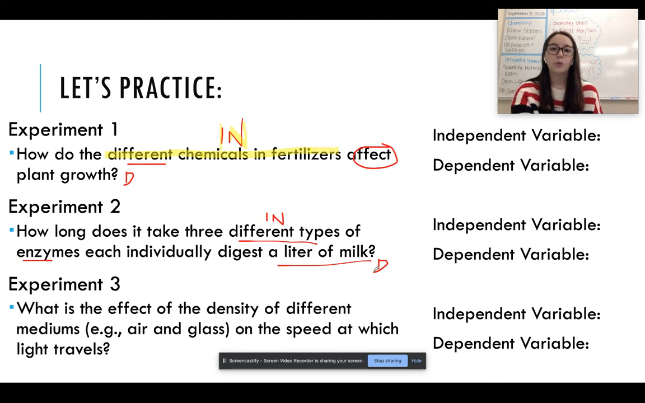Number 3, what is the effect of the density of different mediums on the speed at which light travels? Pause this, and I want you to identify the independent and the dependent variables.